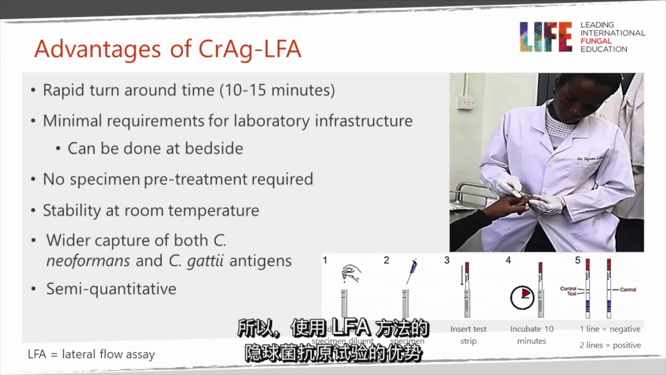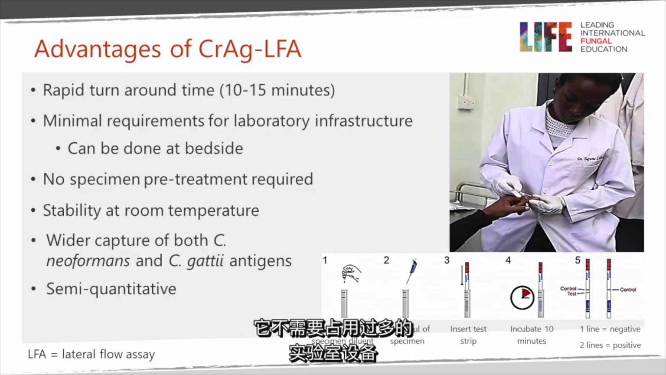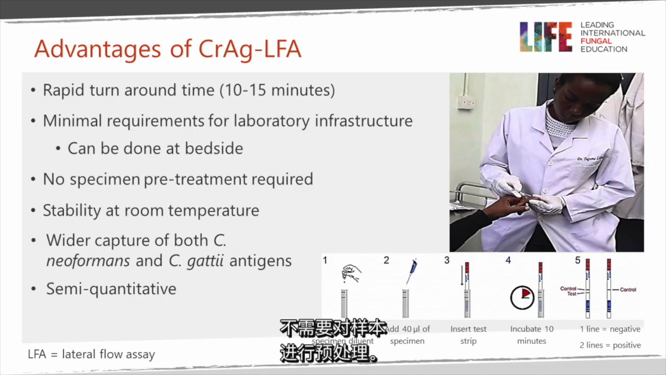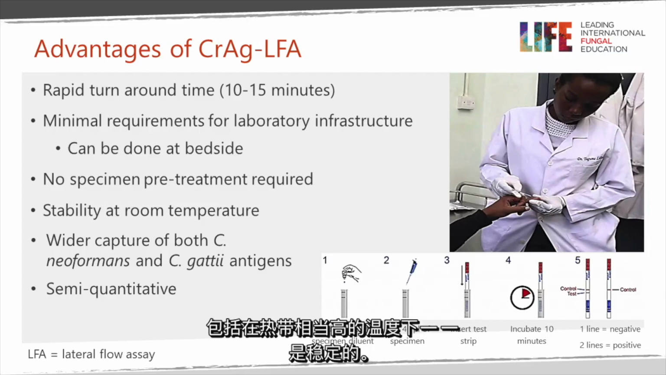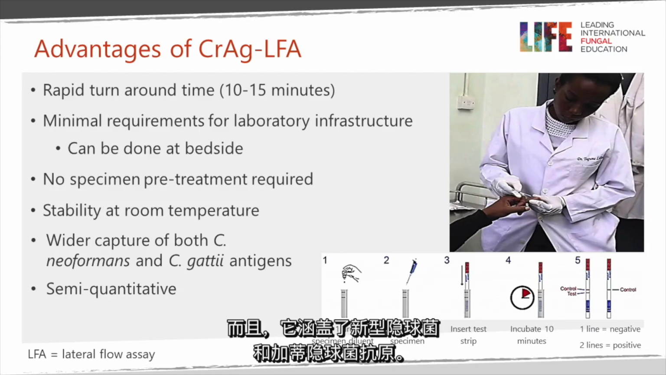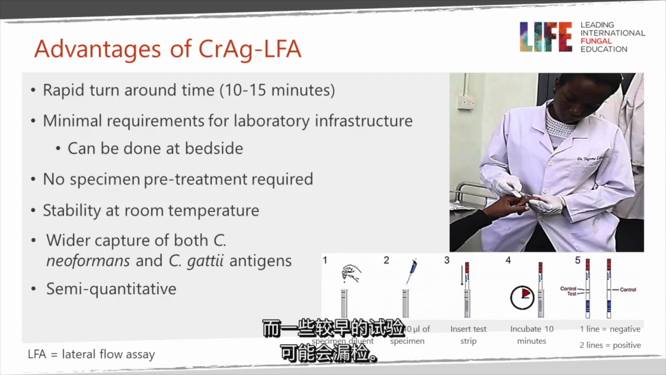So the advantages of the cryptococcal antigen assay using the LFA methodology is that you have a fast turnaround time. It doesn't take very much laboratory equipment, so it can be done at the bedside if necessary, or serum or plasma can be centrifuged and then the sample run. There's no pre-treatment of the sample required. The test is stable at room temperature, including quite high temperatures in the tropics, and it covers both the Cryptococcus neoformans and the gattii antigen. It's important because there are occasional patients with gattii infections who otherwise were missed on some of the older tests.